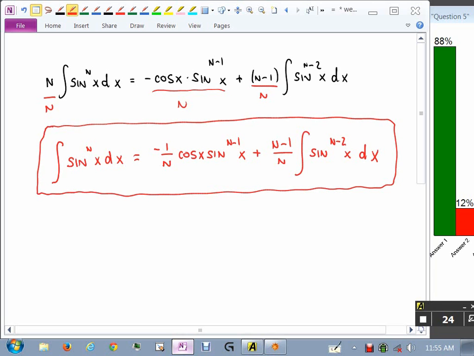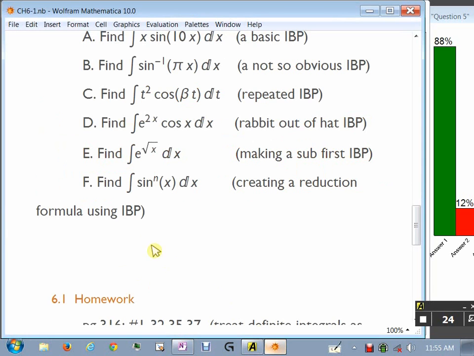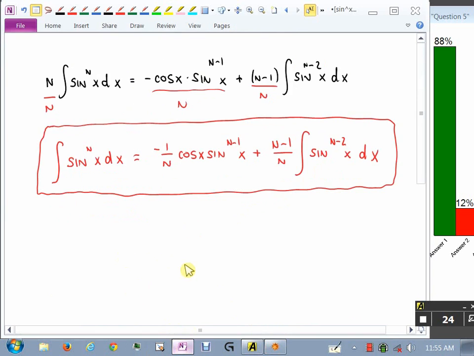And I'll explain why we're done. I have not integrated anything. Let me explain something to you. I wanted in this problem to do what? Find this. It says creating a reduction formula. Let me show you how we use this. If you were to flip to the back of your book, if the person who owned the book before you did not tear out all the pages, then there's all these formulas in the back, right?